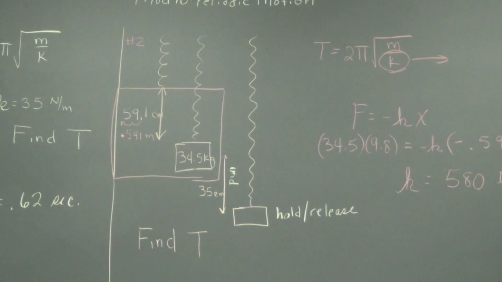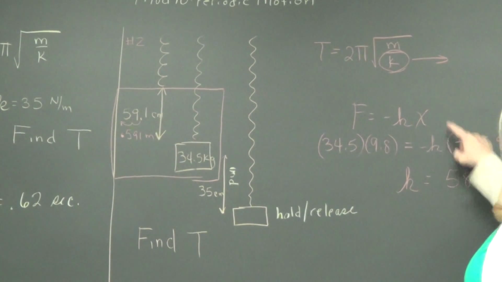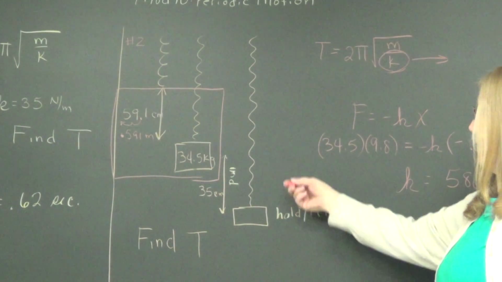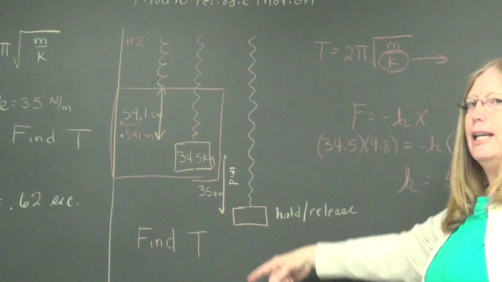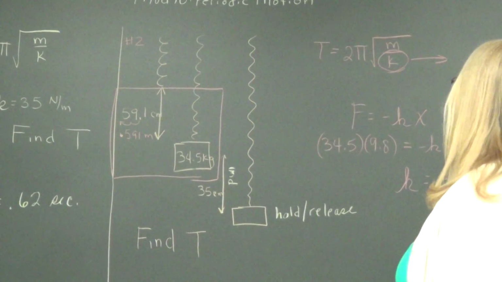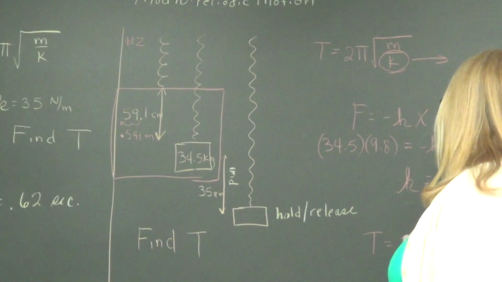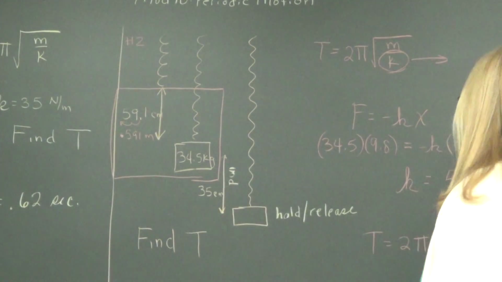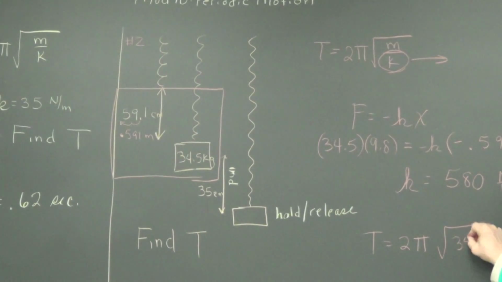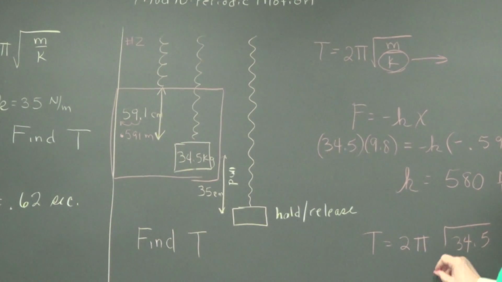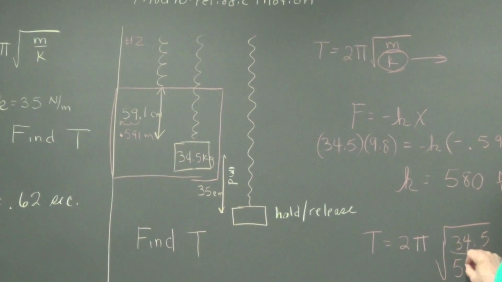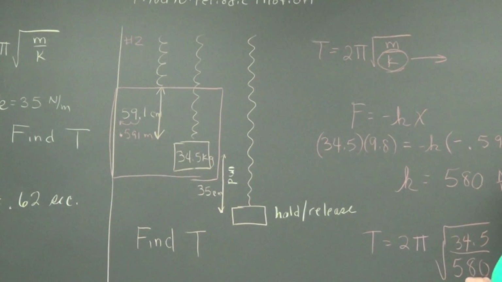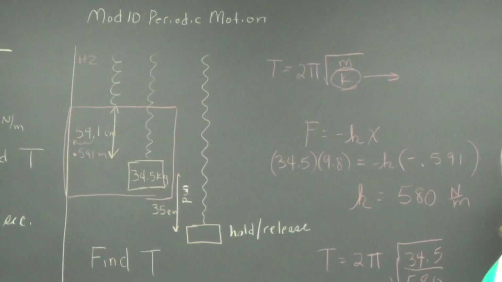So now it is a plug and chug situation. You put the K into your period. We're trying to find the period. Once we pull this down, how long will it take it to go up and back down? So the period is 2 pi square root of mass over K. Mass, remember, is in kilograms. The mass is 34.5. And the K, we just calculated as 580. So with all that, do you get something about 1.5 seconds?